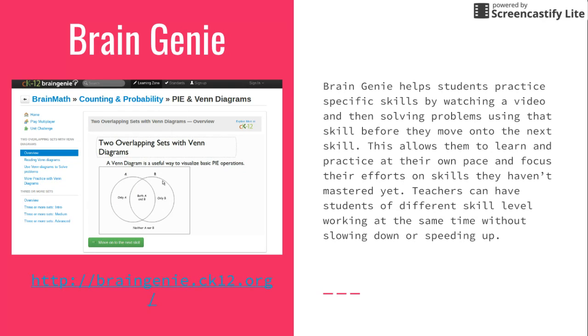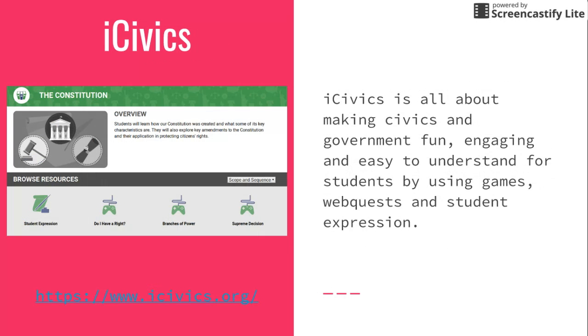Brain Genie is another tool that is geared towards specific skills, specifically in math and science. And that is, they're going to watch videos that explain the skill set, and then they'll practice that skill set. If they show mastery of the skill, they'll move to the next skill. If not, they'll have to rework that skill. It's a way for them to learn and practice at their own pace and focus their efforts on the skills that they need the most improvement or that they haven't mastered yet. So this is just another way for teachers to have students of different skill level working at the same time without having to slow instruction down or speed it up.